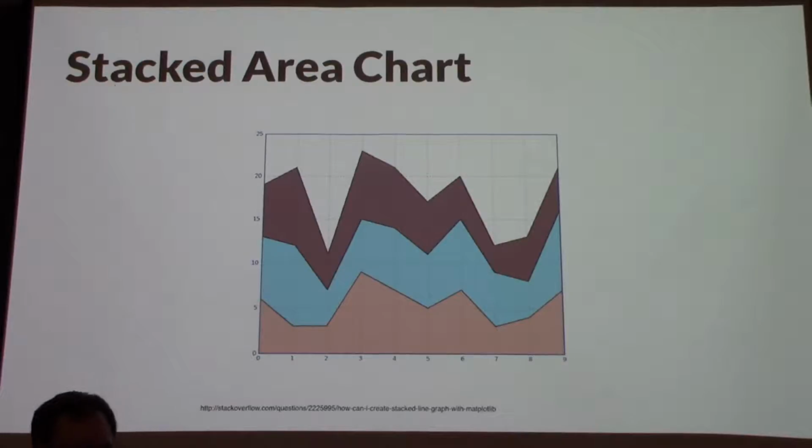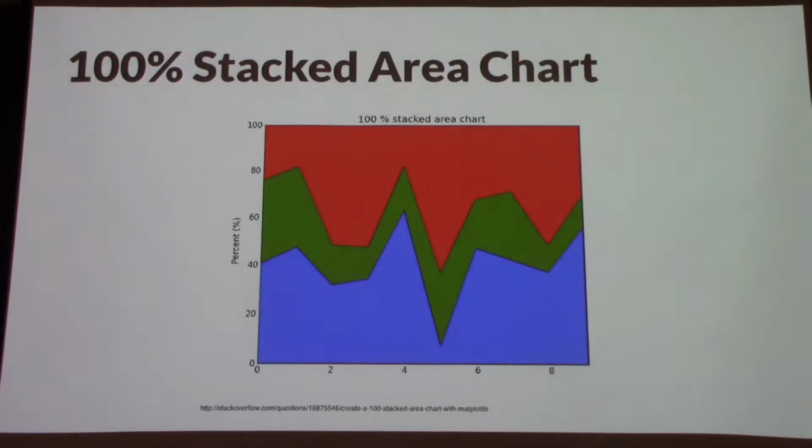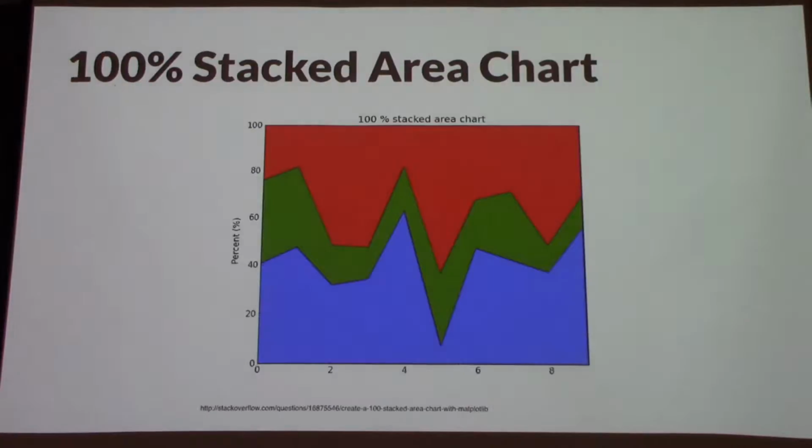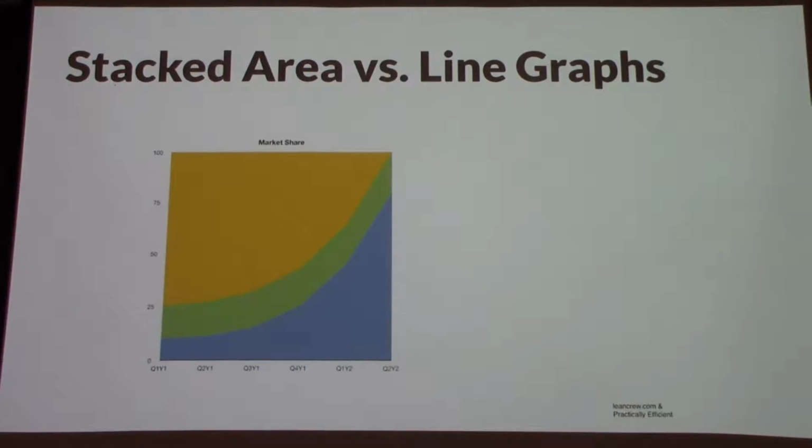So here is a stacked area chart, and just as a comparison to the 100% stacked area chart, in this case we can see the overall values pretty nicely, but in this case we can see the proportions much better. And so if we compare all of them, here is a comparison of a proportional area chart in terms of market share versus a line graph.